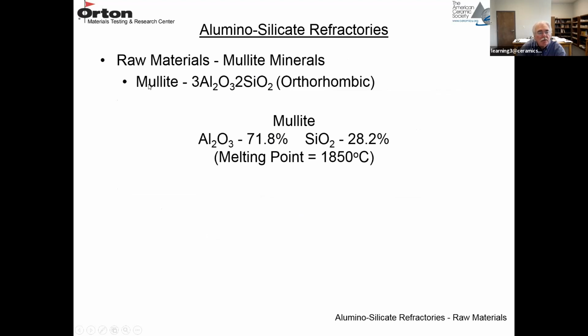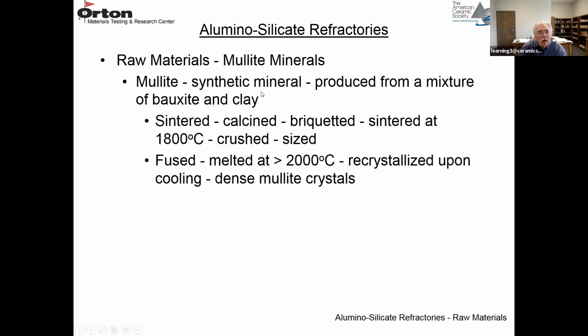Mullite is a mineral by itself. Itself is very scarce. Again, mullite is 3 aluminas to 2 silicas. It's orthorhombic. Stoichiometric mullite is 71.8% Al2O3 and 28.2% SiO2, and it melts at a higher temperature, 1850 degrees C. Mullite's a scarce mineral, so it's a synthetic man-made material. You make it from a mixture of bauxite, an alumina source, and clay, an alumina silica source. So you can have a sintered synthetic material or a fused synthetic material.